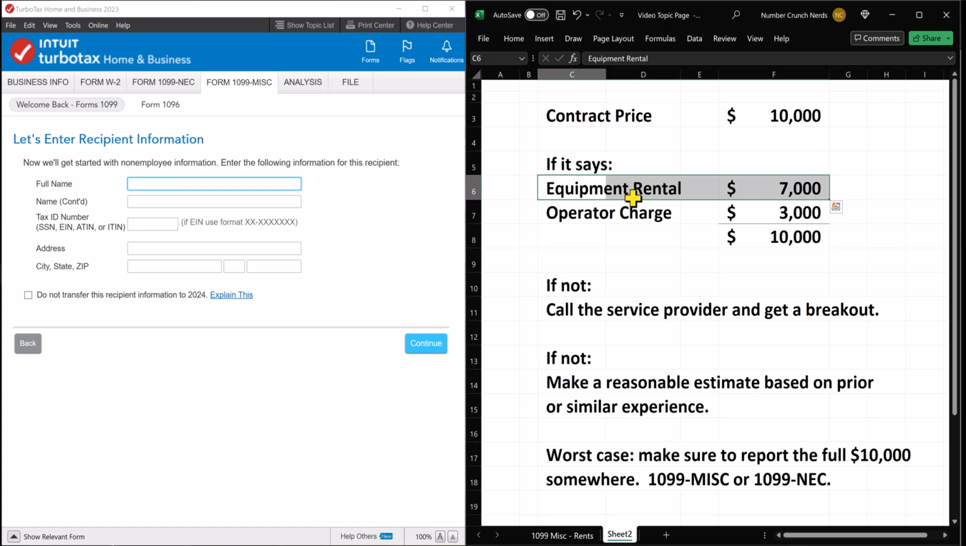Okay, and even if these were on 2 separate bills, if you got one bill for this, one bill for this, that would be the same. 1099 NEC for $3,000, box 1. 1099 miscellaneous for equipment rental, box 1.